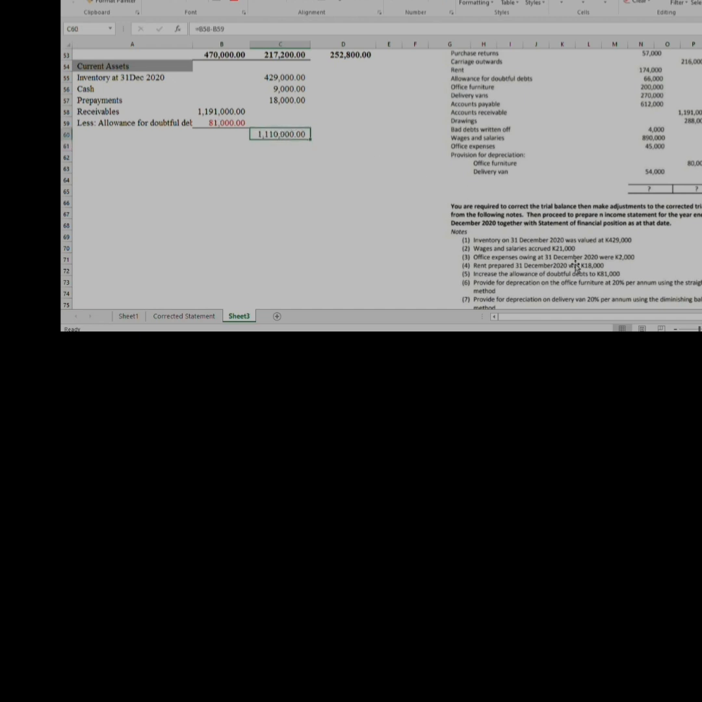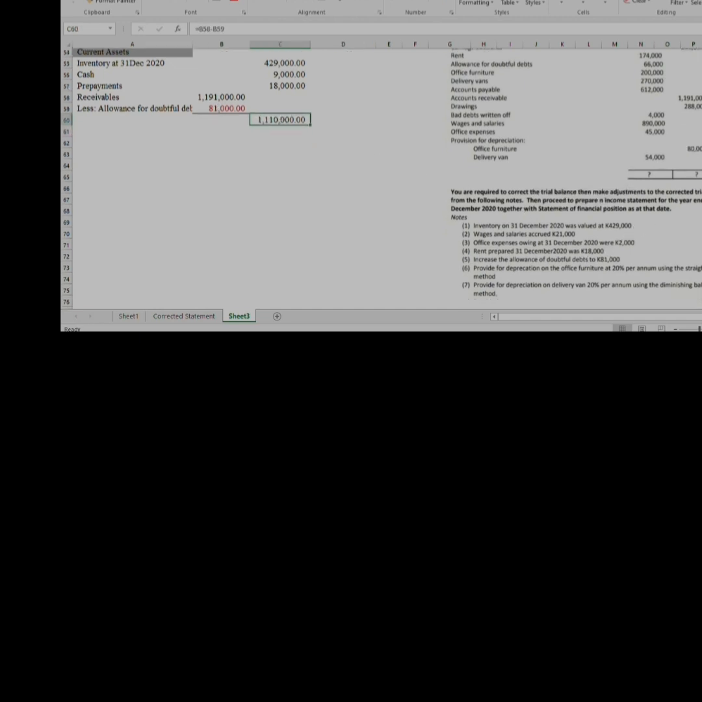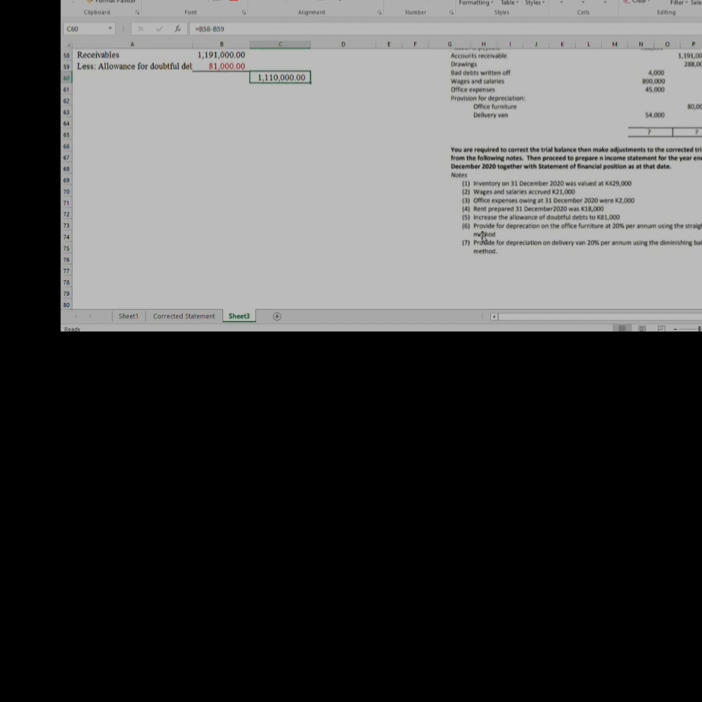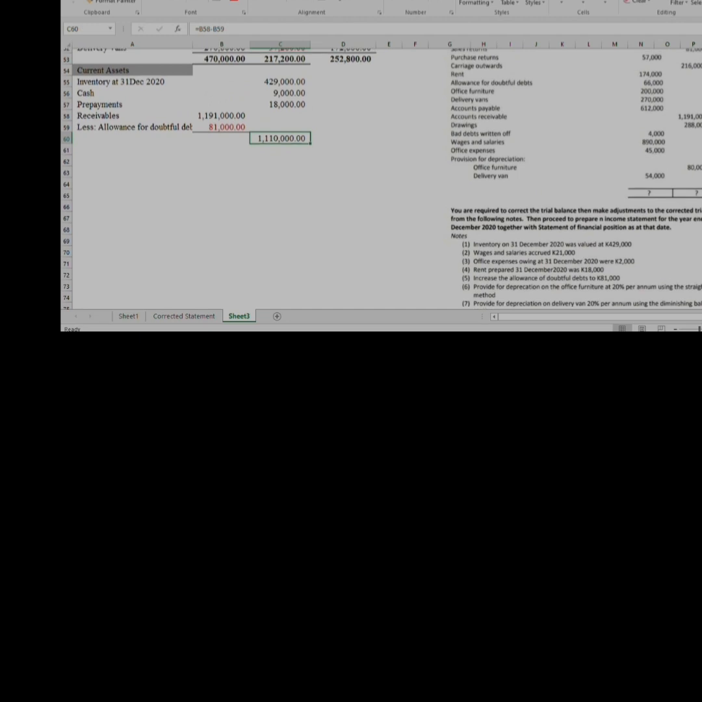So we just check to make sure that we haven't missed any. Just confirm here. Actually, we haven't missed any. So now we can proceed and add the assets.